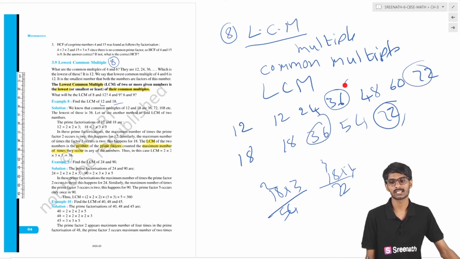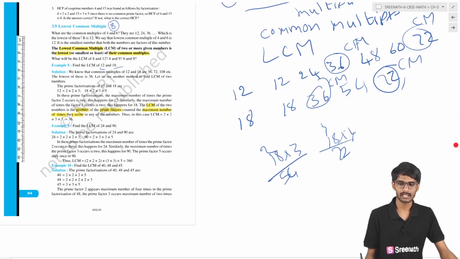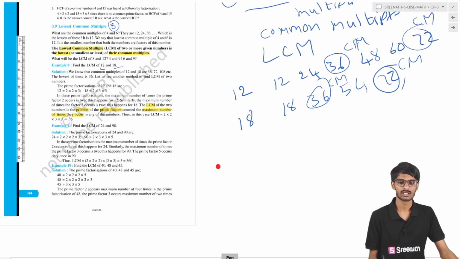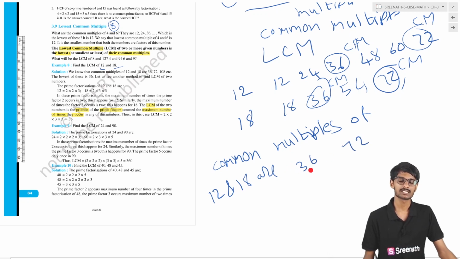So this is a common multiple, this is a common multiple. So finally now we will write the common multiples of 12 and 18. What are the common multiples? That is 36, 72. So these are the common multiples.